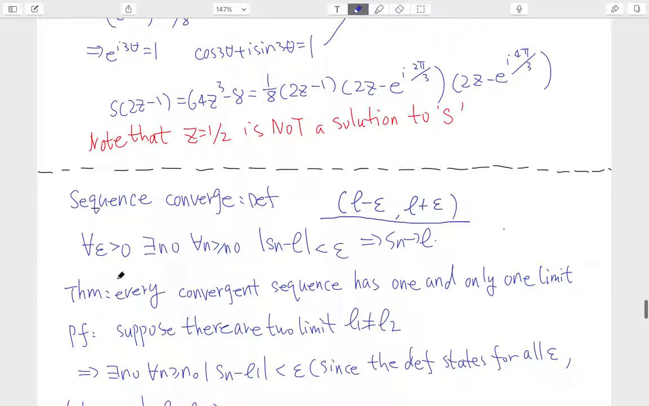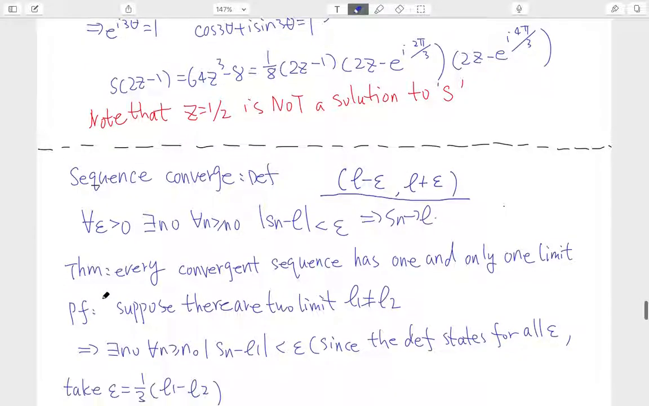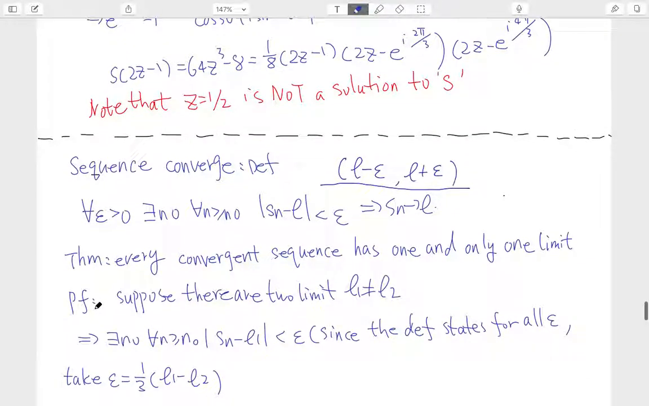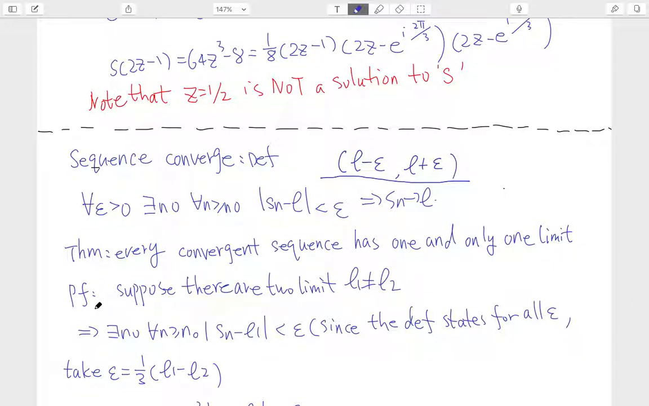And then there is one final theorem I would like to say in this video. That is, every convergent sequence has only one limit point. And I shall outline the proof of this theorem. We conduct this proof by contradiction. So the first step, we just suppose there are two distinct limits, L1 and L2. They are not equal to each other.